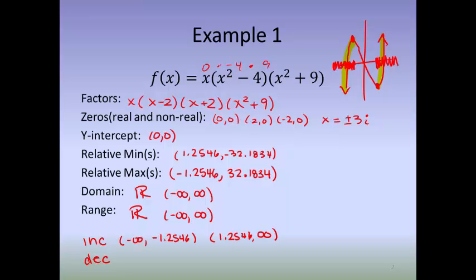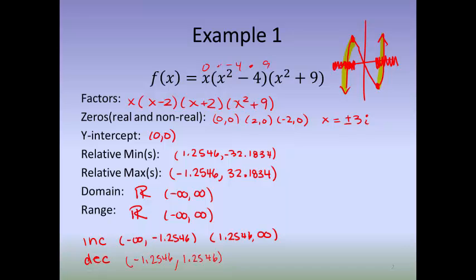And it's only between those two values that it is decreasing. So it's decreasing at negative 1.2546 all the way to positive 1.2546. Remember, I'm using x values to describe when the y's are rising or falling.